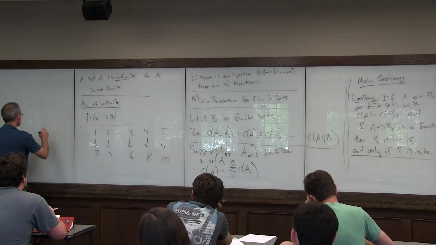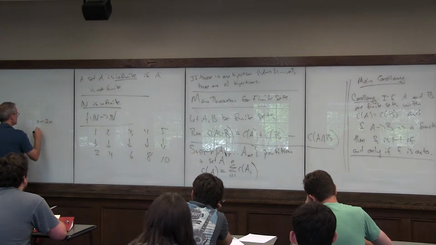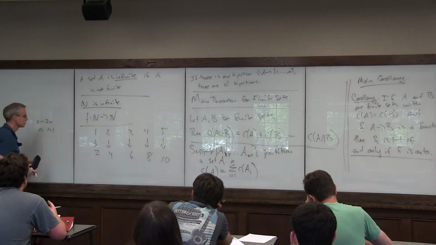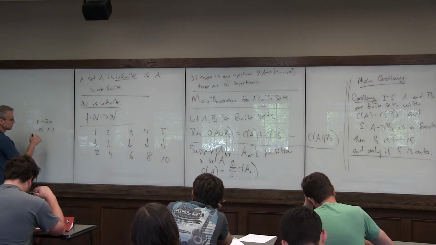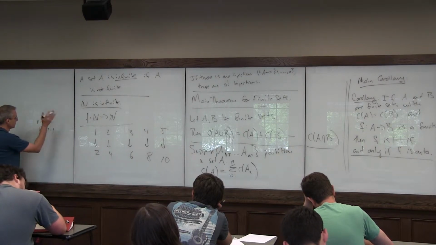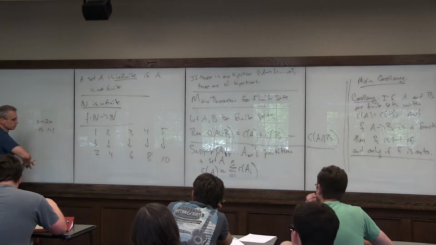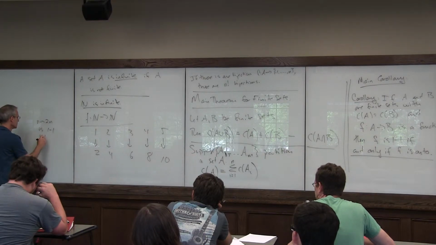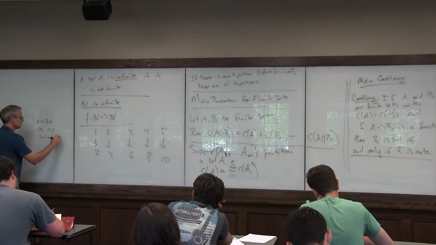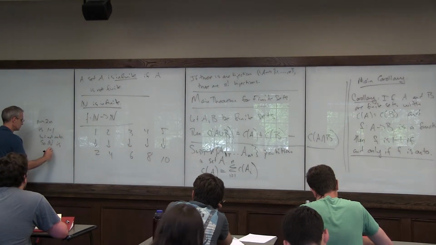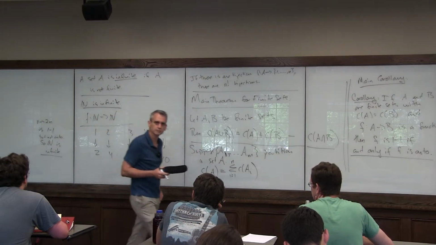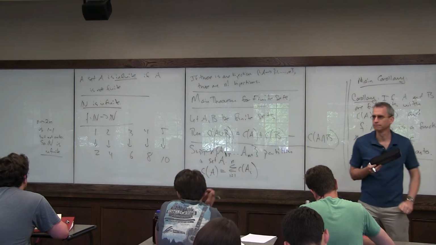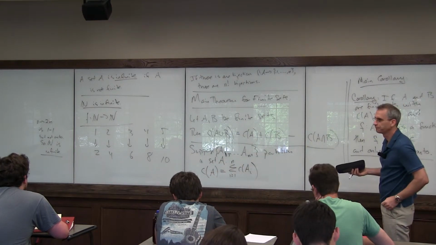Okay, this function, n goes to 2n, is 1 to 1. You can check that very easily, right? It's an easy function to check. In fact, it's a restriction of a linear function, which you know is 1 to 1, okay? But not onto. So N is infinite. That proves it right away.